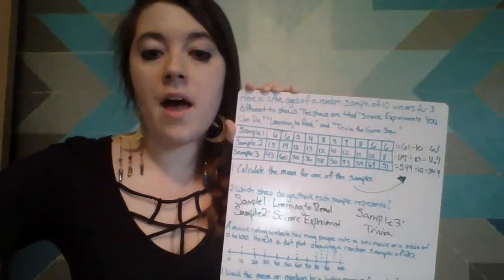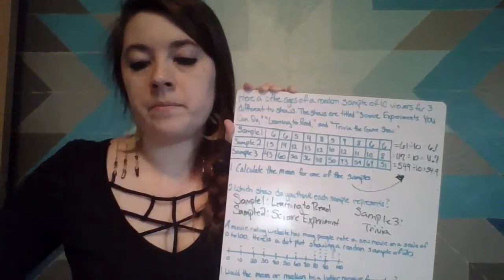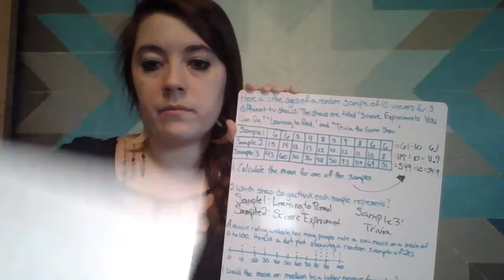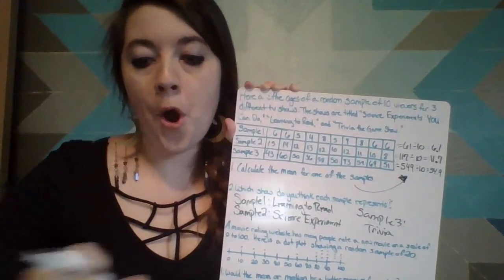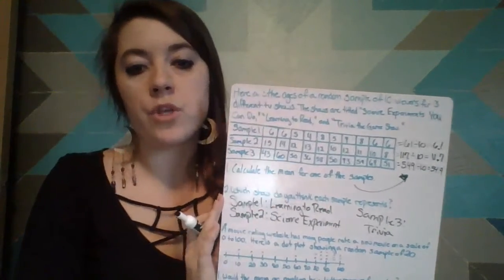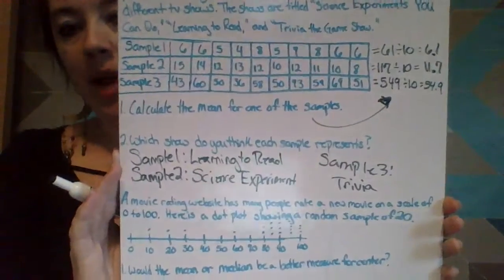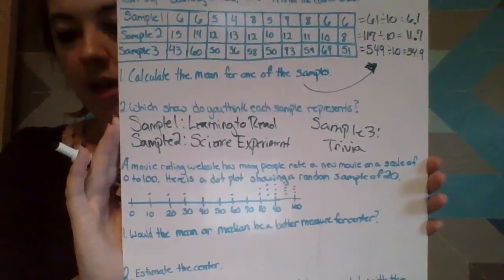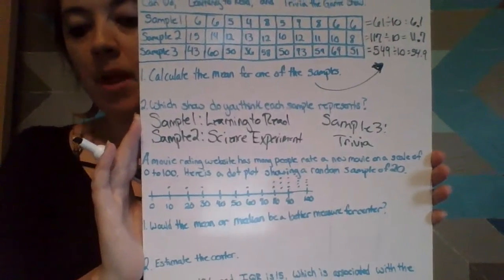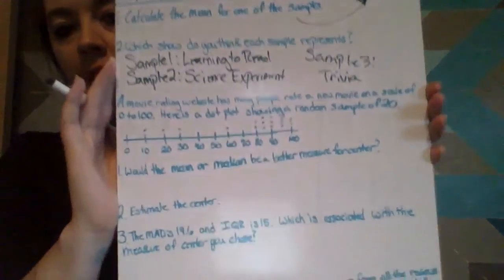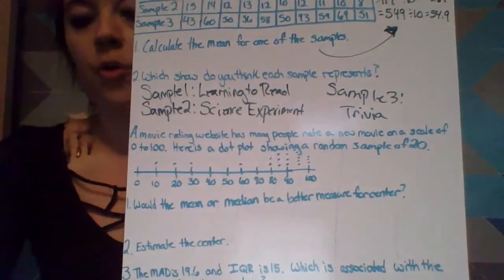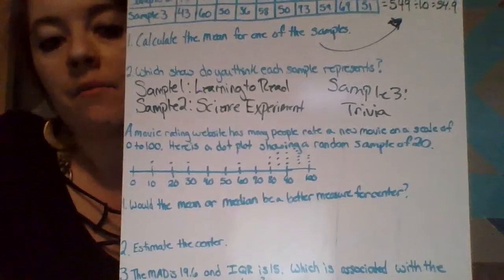All right, the next thing we're looking at are movie reviews. A movie rating website has many people rate a new movie on a scale of 0 to 100. Here's a dot plot showing a random sample of 20 of these reviews. So we've got our dot plot on here, from 0 to 100, that's the movie rating. We've got all our dots.